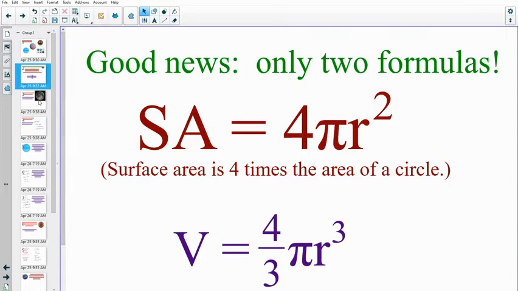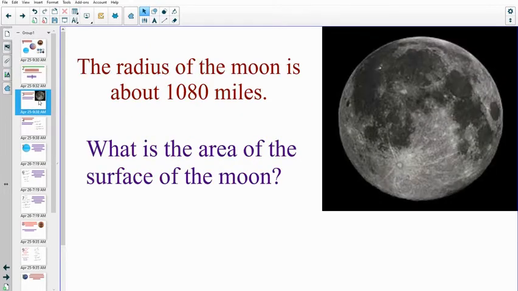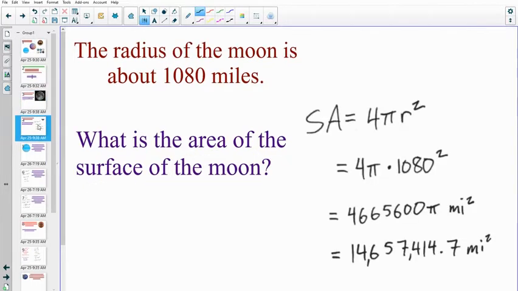So here we go. That's all we need to get to the problems. First one, the radius of the moon is about 1,080 miles. It's not a perfect sphere, but it's pretty round. So if I say, what is the area of the surface of the moon? Using a couple words there as clues, what is the area of the surface? I'm looking at the surface area. So the surface area formula is 4 pi r squared. Plug in the radius was given as 1,080, so plug that in for the radius.